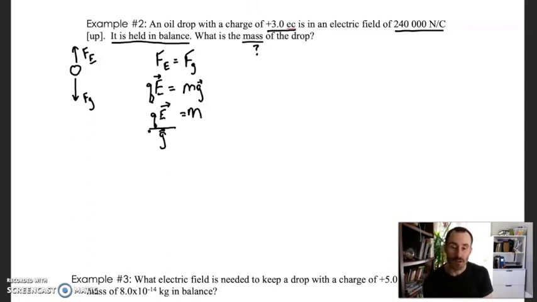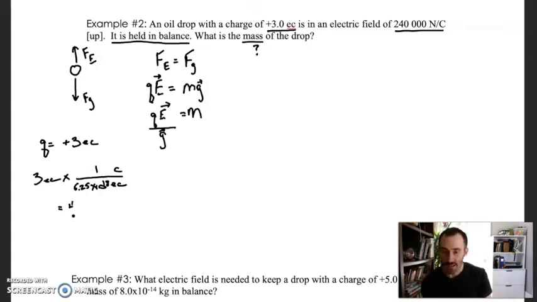Okay, now we want to put all our numbers in, but our Q is in ECs, and so we need to change that to coulombs. So Q is positive 3 ECs. So we take 3 ECs, do our conversion. So get rid of the ECs by putting it on the bottom. 1 coulomb is 6.25 times 10 to the 18 ECs, and that gives us 4.8 times 10 to the negative 19 coulombs.